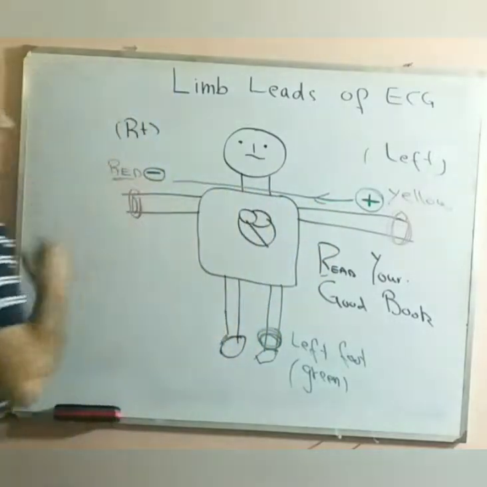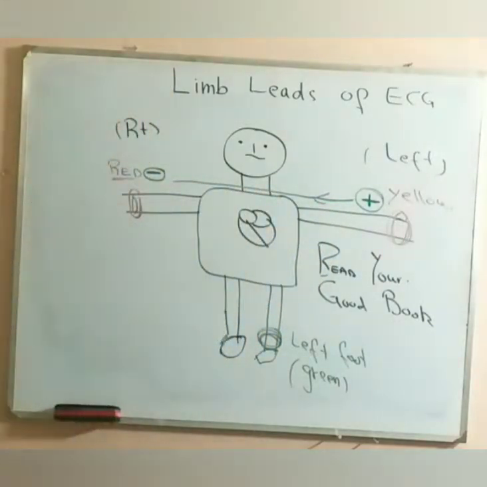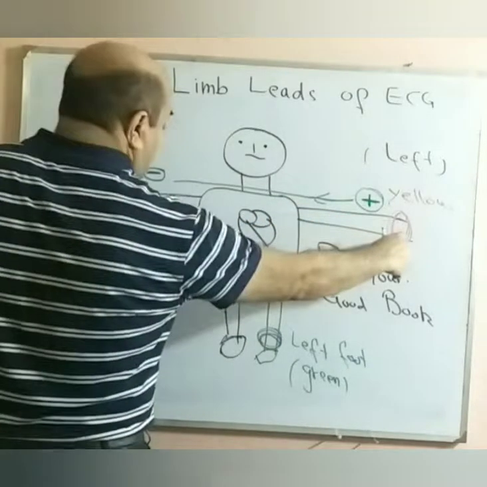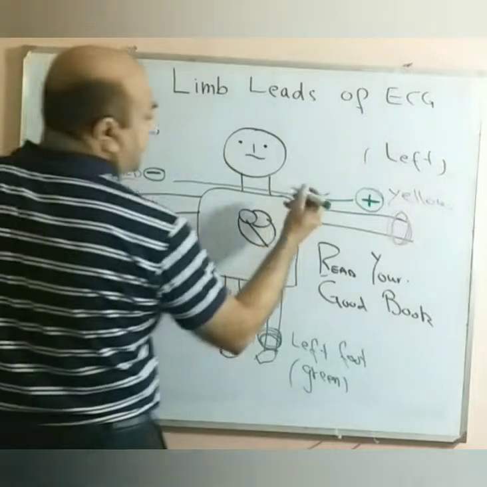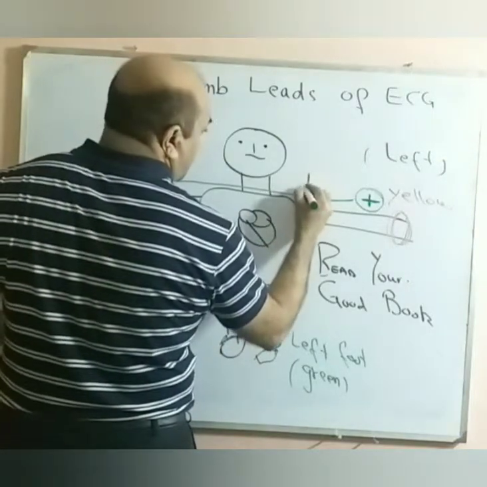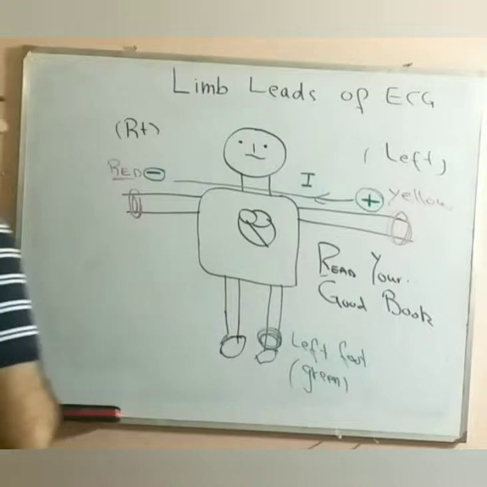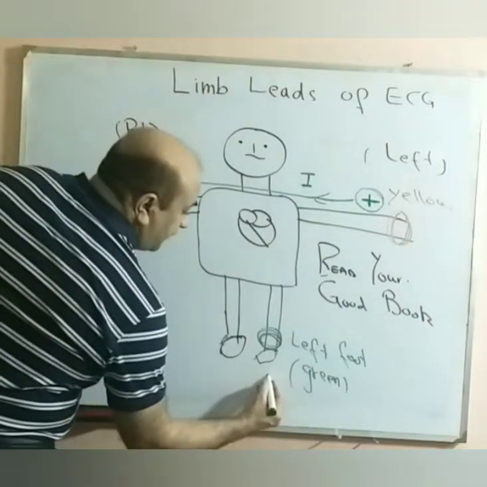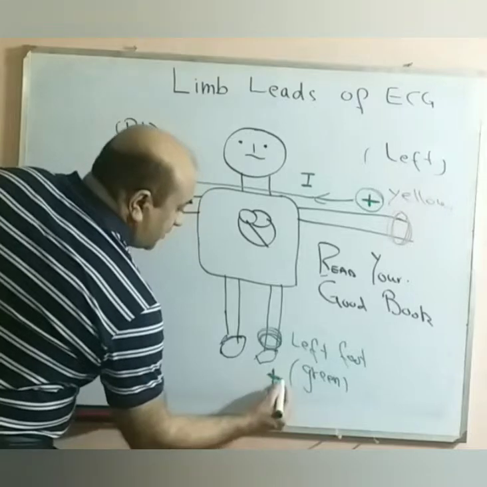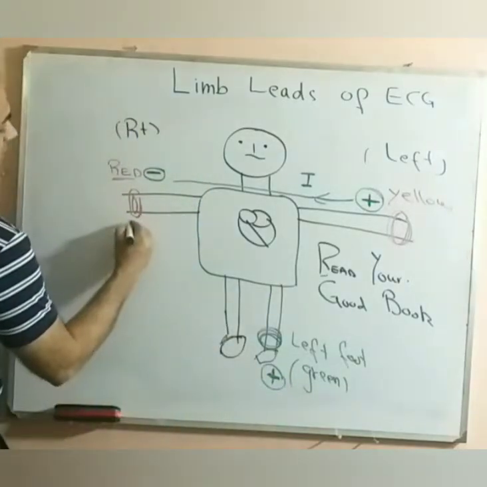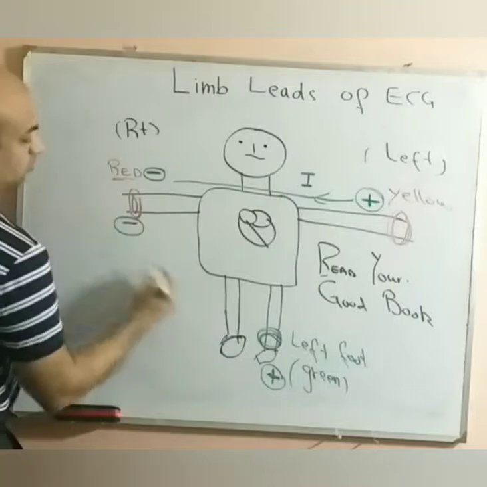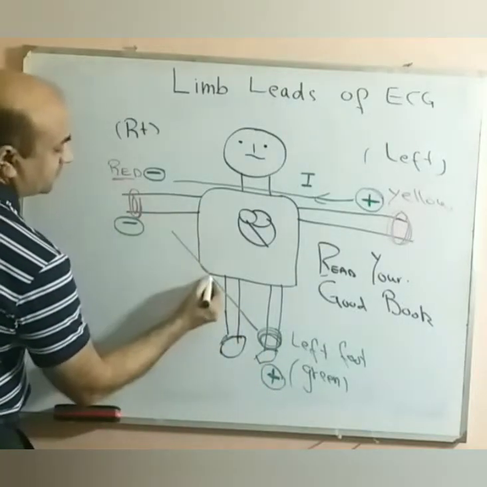So limb lead 1 was located between the left arm and the right arm. Its positive pole was located on the left arm, and its negative pole was located on the right arm. This is what we call bipolar limb lead 1. Now the second bipolar limb lead, which we call limb lead 2, had a positive pole on the left foot and a negative pole on the right arm. So it was located like this.